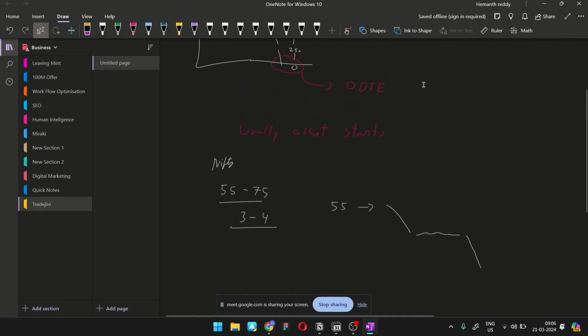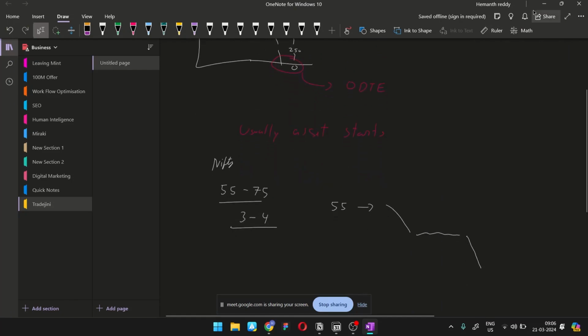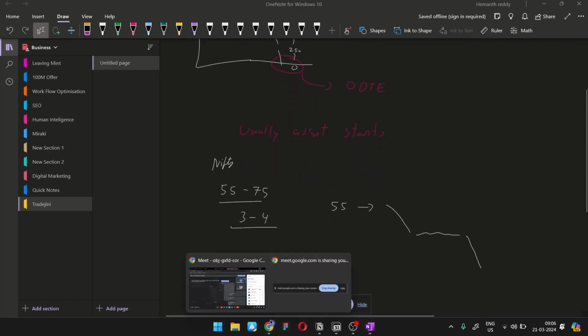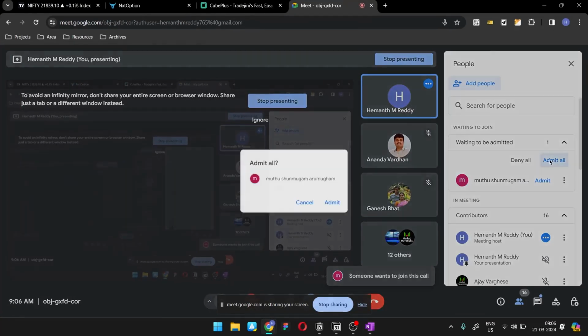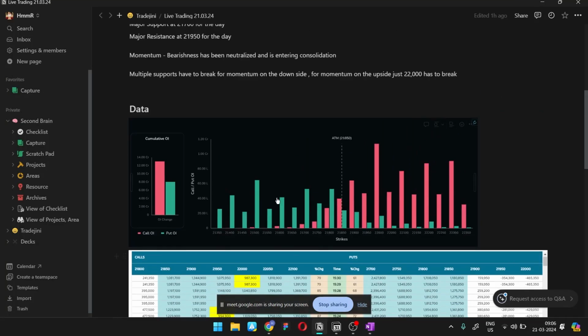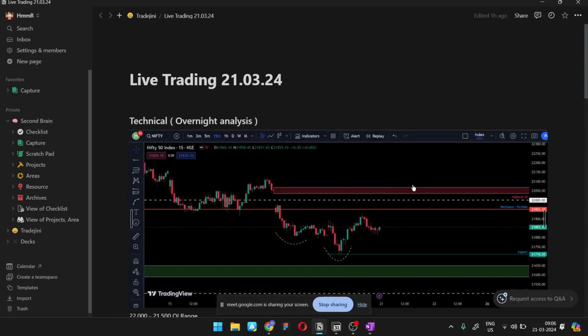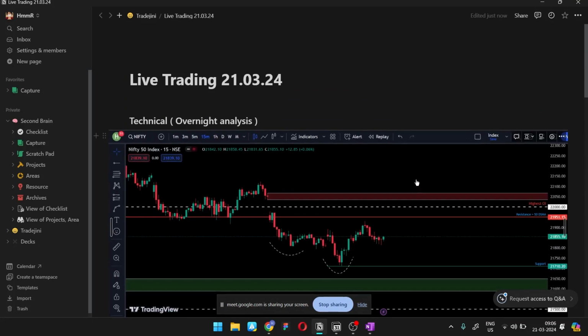Okay. Now let us get to the market part of it. Let us understand what strategy we are planning and what risk will be there in the strategy we are planning to execute for the day. First, let us understand what has happened overnight. What is the technical analysis saying?